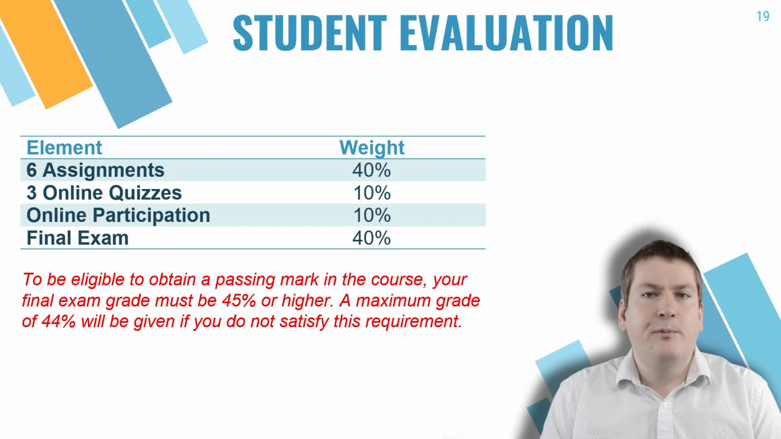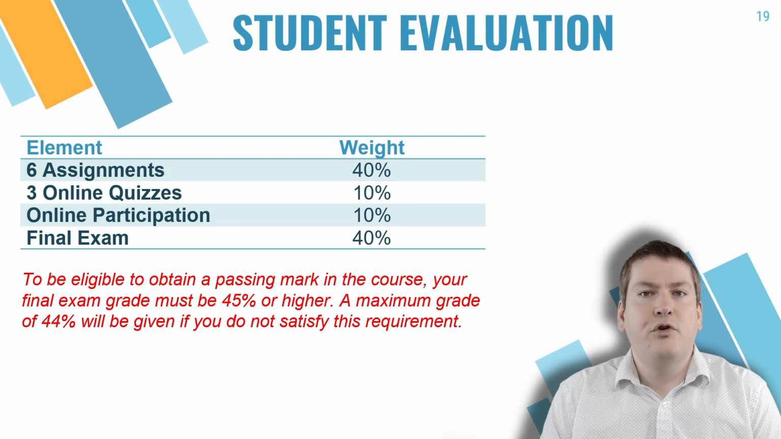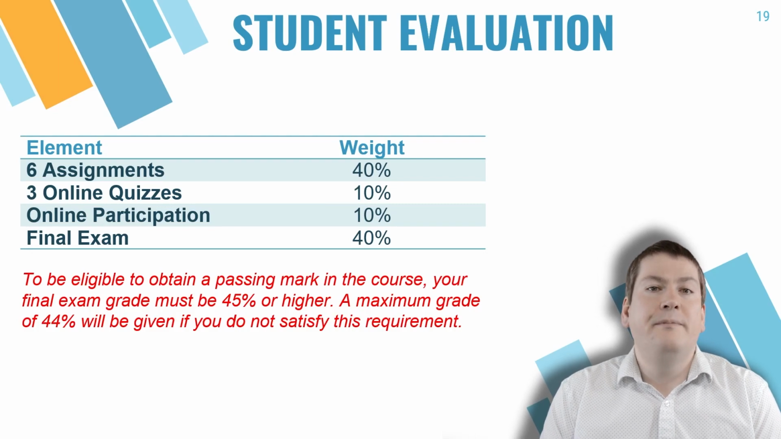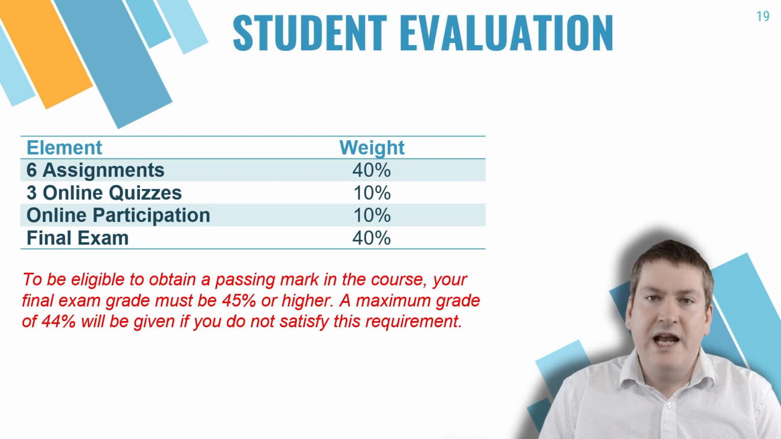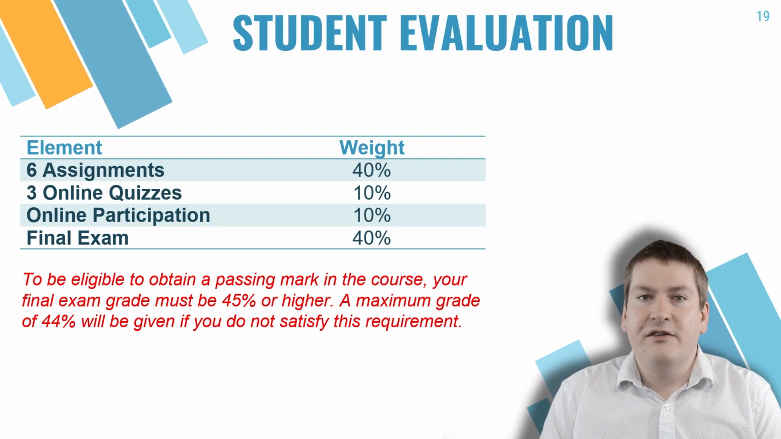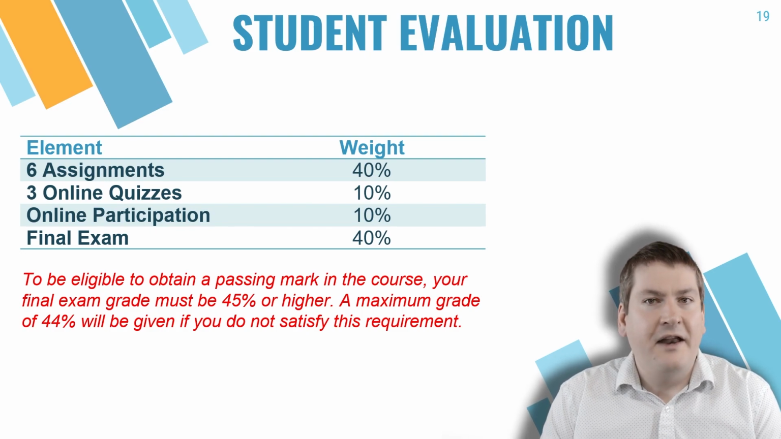Keep in mind there is an important rule about the final exam. You must get a final exam grade of 45% or higher to pass this course. If you get less than 45% on the final exam, the maximum grade you can obtain in this course is 44%, which is a failing grade. So please keep this in mind when you're studying for that final exam, because you have to get at least 45%. There's not going to be any exceptions to this rule.